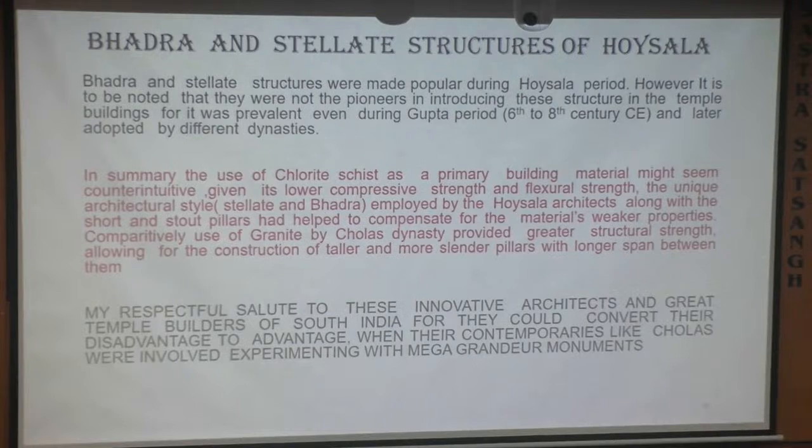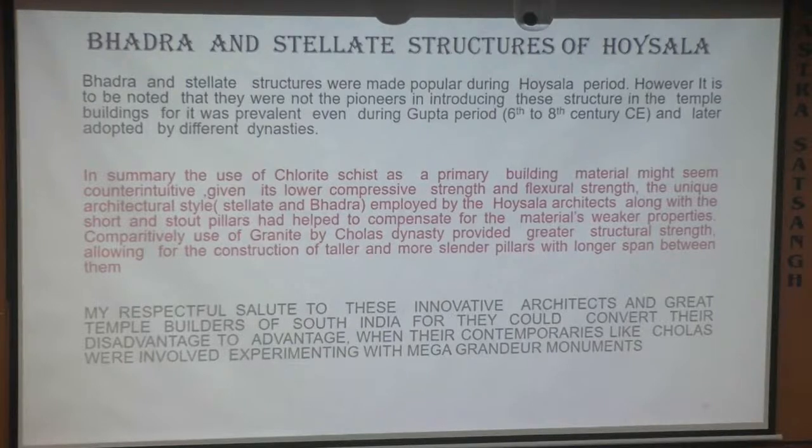In summary, chlorite schist as a primary building material might seem counterintuitive. It is of a great disadvantage. That's what people will say. Given its lower compressive strength and flexural strength, the unique architectural structure, stellate and Bhadra, employed by the Hoysala architects, along with the short and stout pillars, helped to compensate for the material's weaker properties. Comparatively, the use of granite by the Chola dynasty provided greater structural strength, allowing for construction of taller and more slender pillars with longer spans between them.